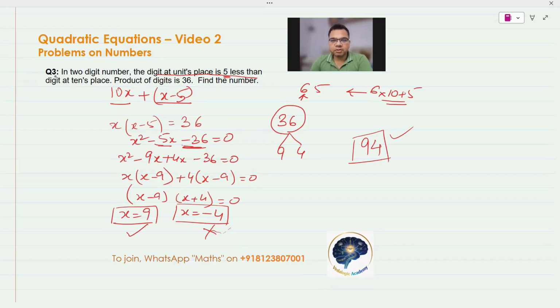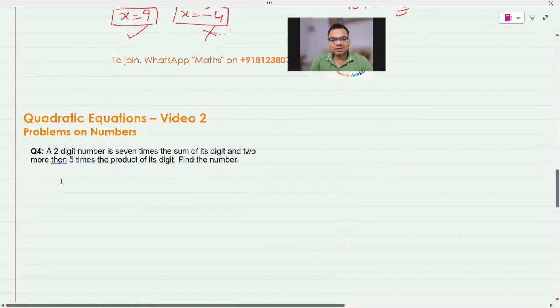I hope you understood, right? Because we are saying 10 into x, x is 9, right? 10 into 9 is 90 plus 9 minus 5, because it was x minus 5 here, right? So it becomes 90 plus 4, which is 94. Okay, I hope it's clear. I'll go to the next question.